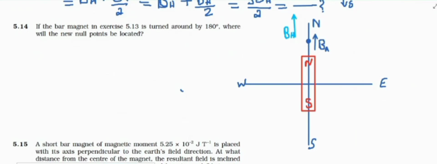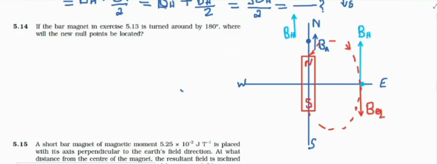So now what is the next option? Think about the equatorial plane. At the equatorial plane, again you can see BH is acting towards north, from geographic south to geographic north. Now what is the direction of the magnetic field of the bar magnet? We have to see there. The direction of the bar magnet's field is from north to south, like this. Therefore, B equatorial is acting towards here.